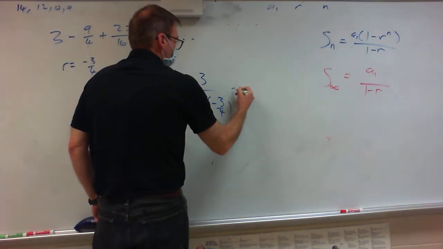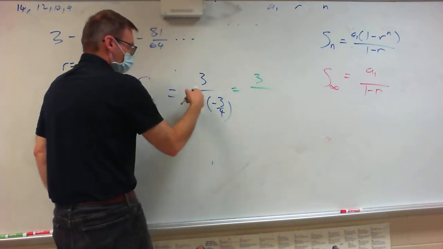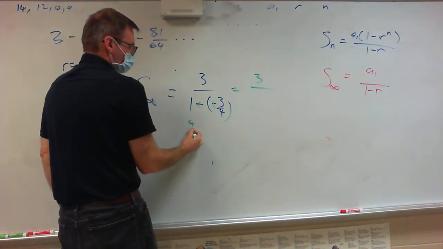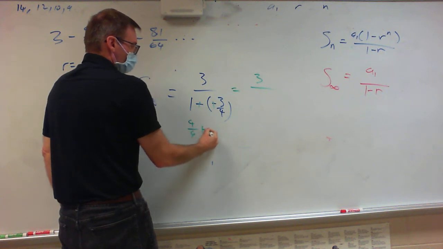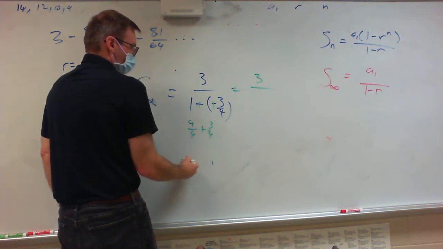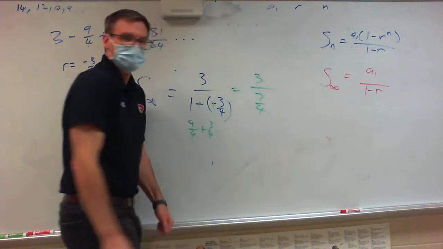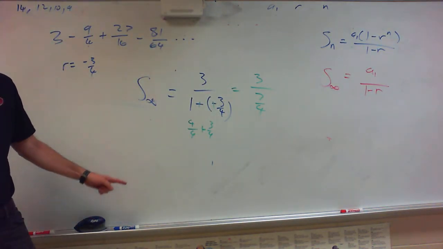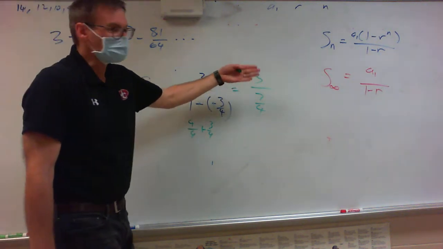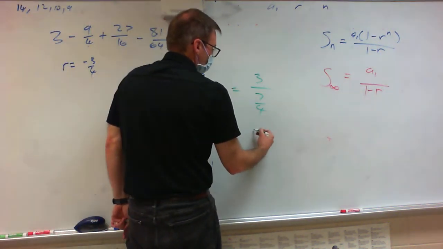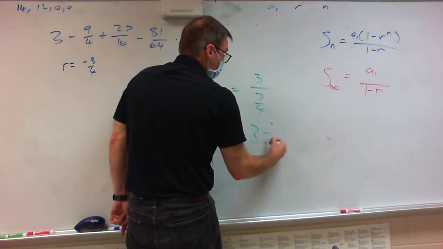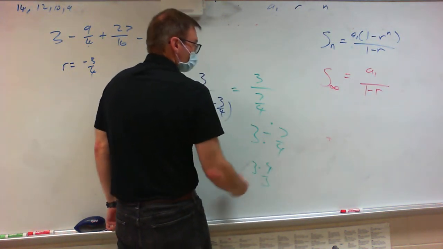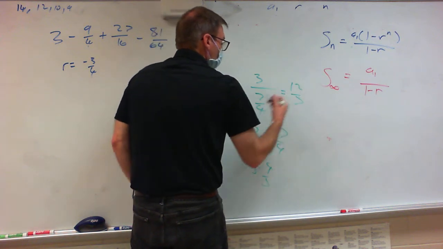So let's see. This is 3 over, well, that's going to cancel, and 1 is the same thing as 4 over 4 plus 3 over 4. So that's going to give me 7 over 4. And the way you do it with these layered fractions is you think of this as 3 divided by 7/4, which is the same thing as 3 times 4/7. So you get 12 over 7.